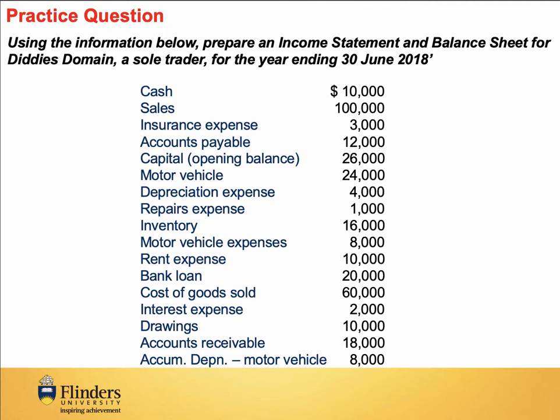So let's have a look at this business, DD's Domain, a sole trader, and their accounts for the year ending 30th June 2018. Using the information below, you've been asked to prepare an income statement and a balance sheet for this business. Even before you watch me go through the solution, maybe pause the video and have a go at this yourself, and then check your answer.